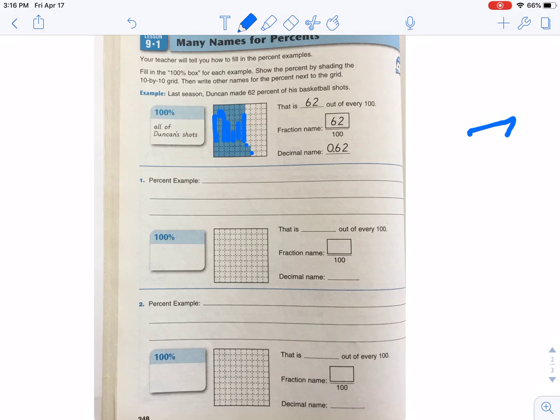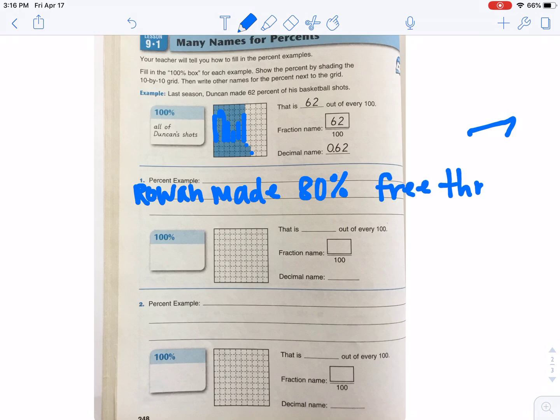And so my example is Rowan made 80% of his free throws. Okay? So I want you guys to take a second and fill that in. I want you to color 80 and then try and fill that in. And I'm going to just wait a second. You can pause the video if you want.